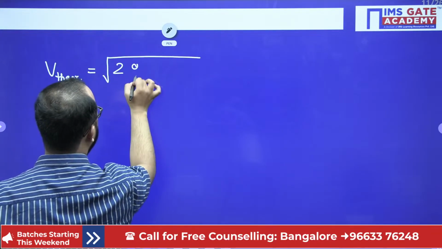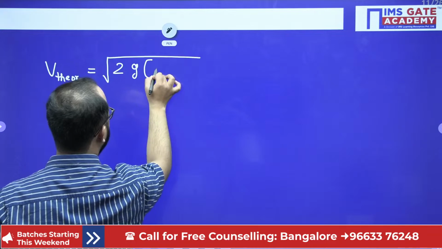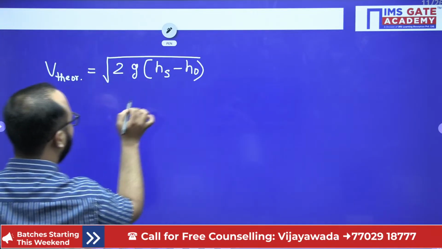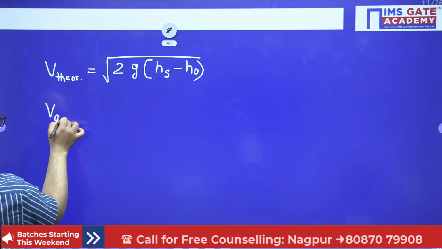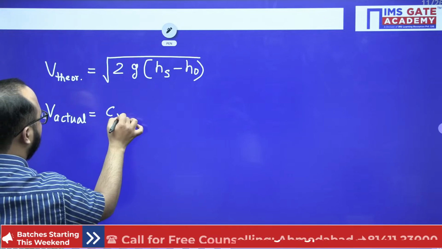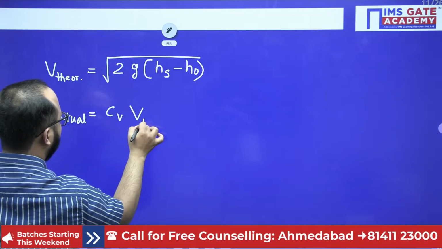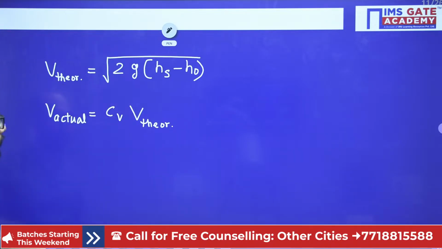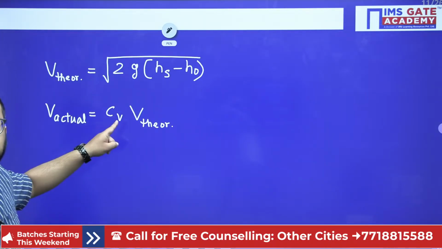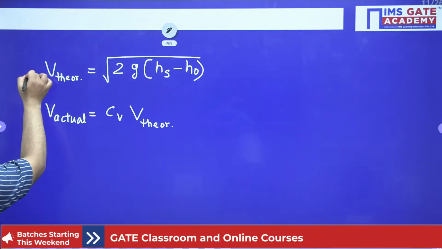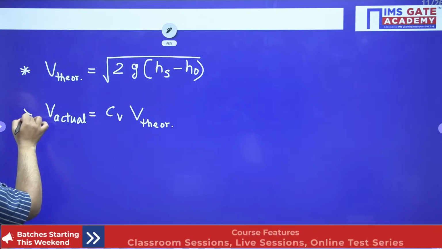The theoretical velocity is root of 2g times (Hs minus H naught). Actual velocity: okay, you will calculate the actual velocity using the Cv, the coefficient of velocity term, right? So both the things you should have a clear understanding.